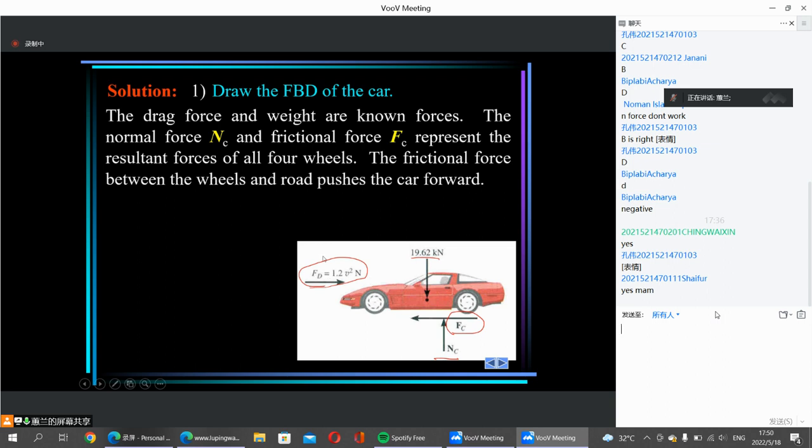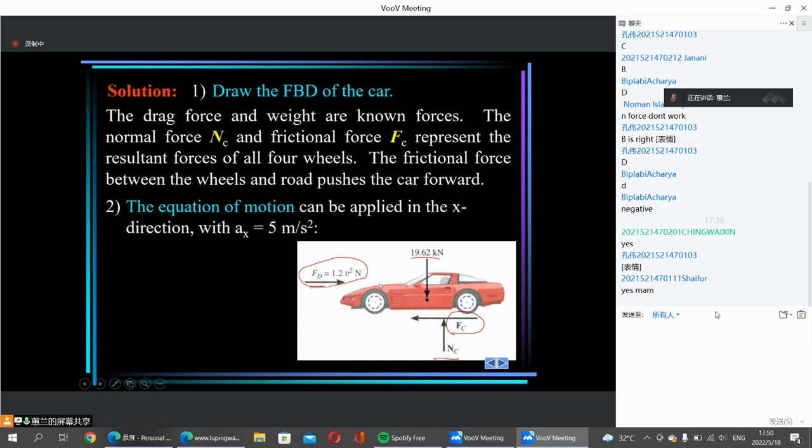Okay, so this will be the FBD, and according to the FBD, we can apply the equation of motion. Why? Because the acceleration is given, right? So accordingly, in the horizontal direction, if we define to the left as positive, it's up to you. You can define to the right as positive.